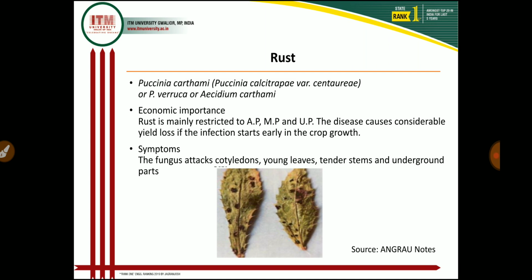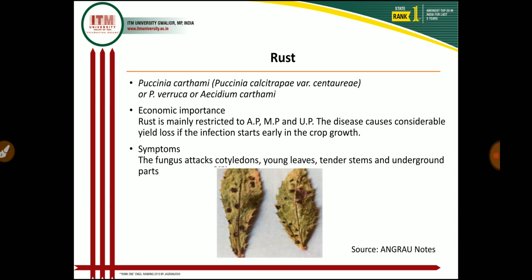So as you know, rust life cycle is of two types: heteroecious and autoecious. In heteroecious rust, they require two or more hosts for completion of their life cycle, but in autoecious rust they complete their life cycle on a single host. So this safflower rust is autoecious rust, and it completes its life cycle only on the safflower crop.